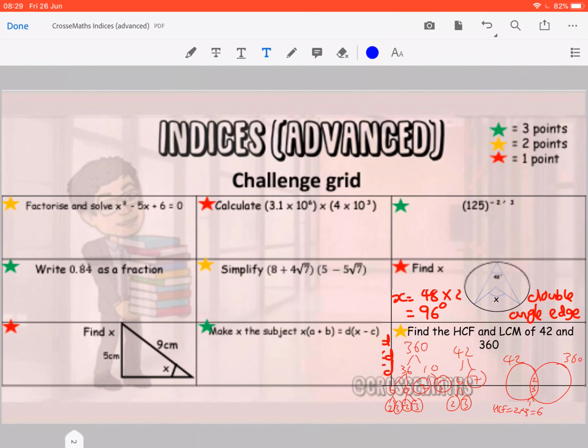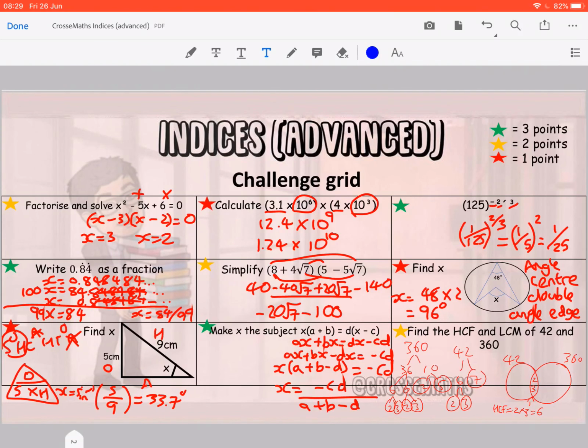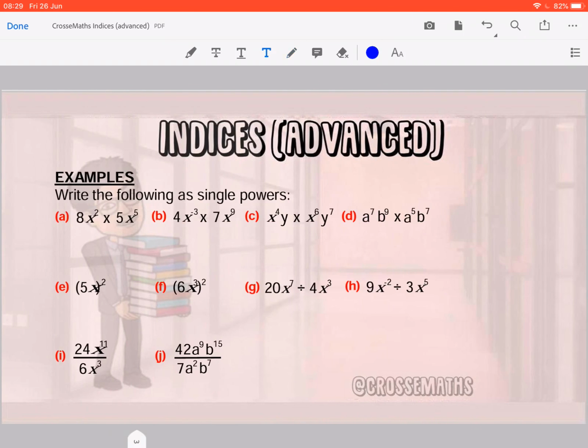Right guys, hopefully you got all that done. That's worth about 30 marks in higher tier, so a big chunk of it. Make sure that's marked. If you got anywhere around 15 or more, that is incredible, so well done.